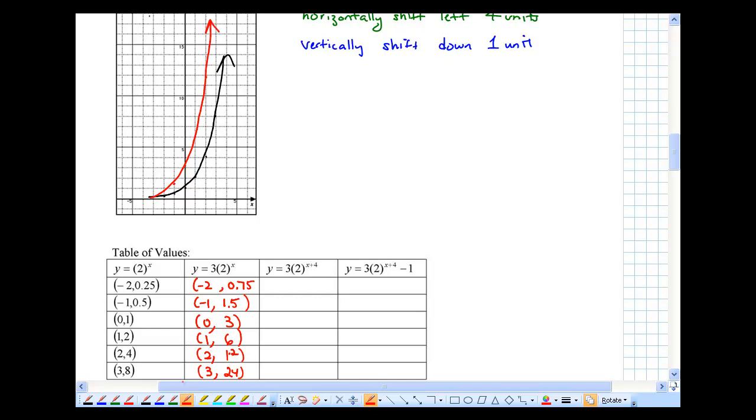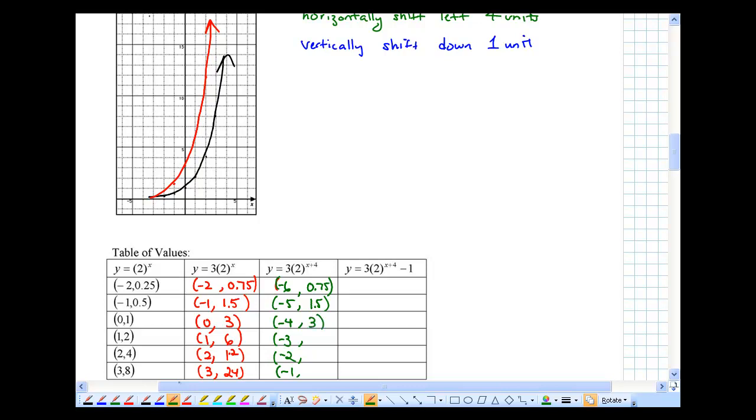Now the next one we said is a horizontal shift 4 units to the left. So I'm going to take my x values and shift it 4 to the left. So 4 to the left means negative 6, negative 5, negative 4, negative 3, negative 2, how about negative 1? All in all, in these cases, my y value stays the same because all I'm doing here is showing the horizontal shift going left 4.